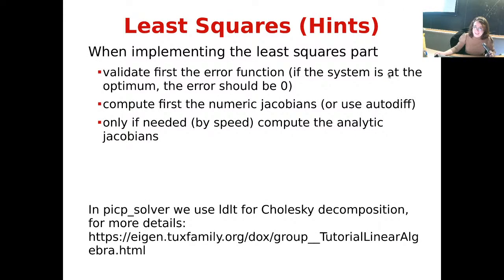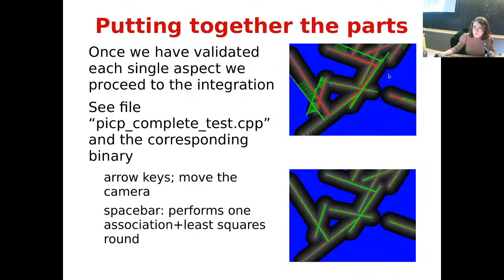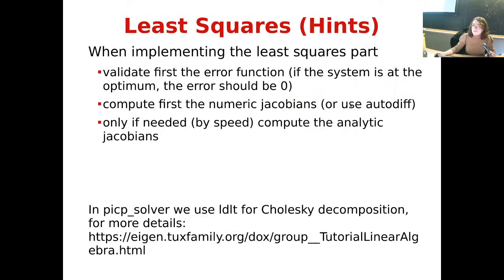Just very last hints before I show you these simulations. Last hint: validate the error when you implement the least squares part. Make sure that when the system is at the optimum, the error is 0. So make sure that when your estimate of the camera with respect to the world transformation is the ground truth, then the error function should return 0.